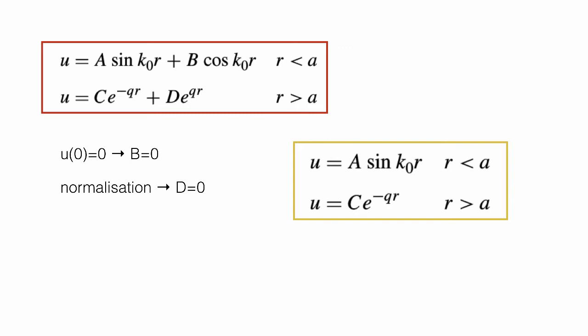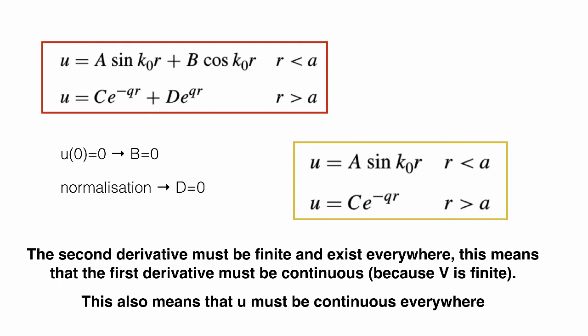Of course, k0 and q are related because they only depend on the energy, and one of the two coefficients a and c can certainly be obtained by normalization. So the rest of the information we need to establish the value of the remaining variables will be the continuity of the wave function at the boundary, and the continuity of the first derivative, and that's what we are going to do now.